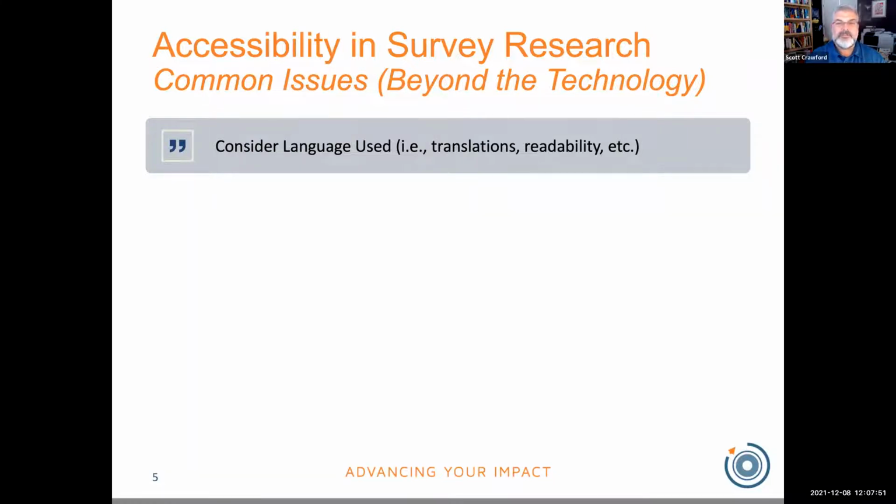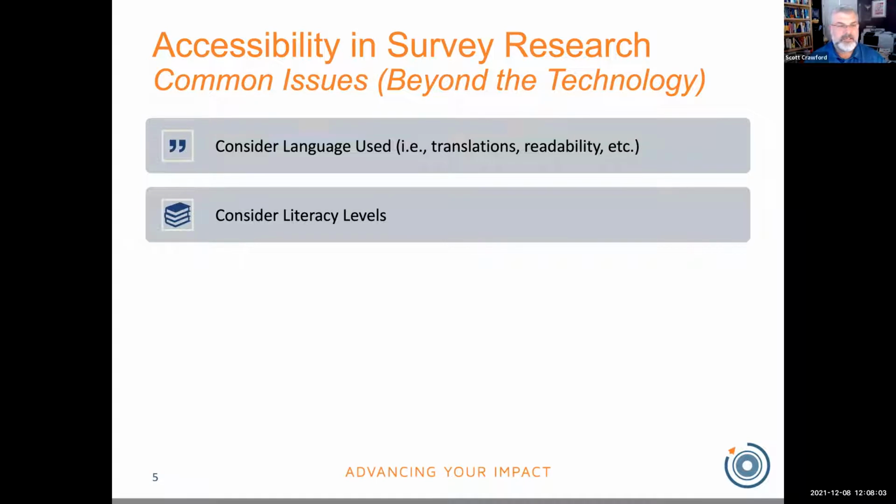So the language that you use, whether they're translations or even just the basic readability of the language you're using, is part of accessibility. You want people to be able to understand what you're asking them in the survey. Literacy levels of your responders are important to consider as you're completing your survey. It's a common theme that I've seen in academic circles where we spend a lot of time talking about concepts and theoretical propositions and things that really don't make sense to the average person. And then some of that language seeps into the survey and that becomes really inaccessible. They don't necessarily understand even what we're asking.